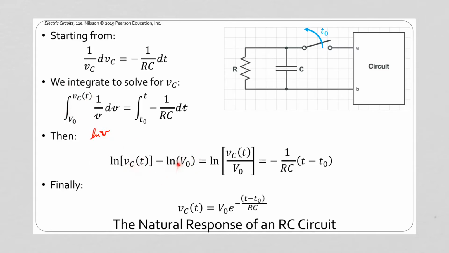If I have two natural logs that are subtracted, I can divide those arguments inside one natural log. 1 over RC is all a constant. That's not going to change, so that's still right there. And if I integrate dt, I get t. And if I evaluate at my endpoints, I get t minus t0. Now, if I take both sides to the power of e, the e to the natural log cancels out, and this divisor is equal to e to this power. I multiply both sides by V0, and I end up with this equation for the capacitor voltage as a function of time. We have an exponential decay here that begins at t equal t0.